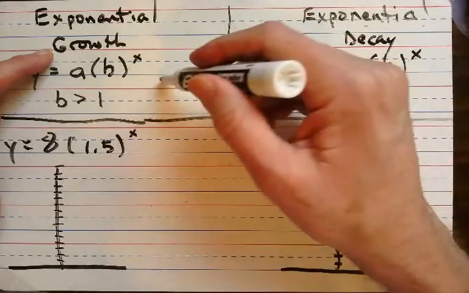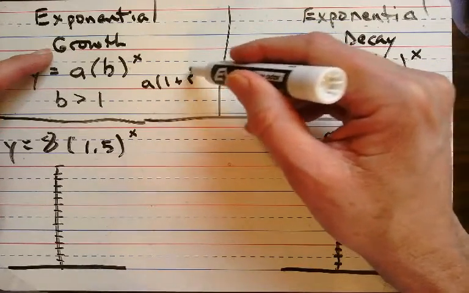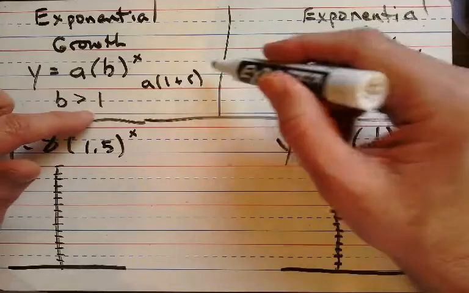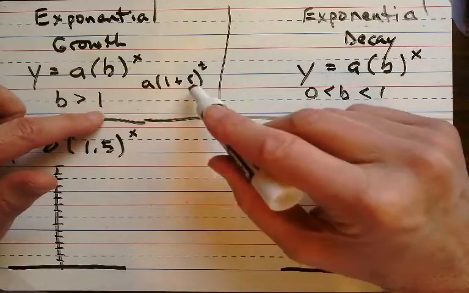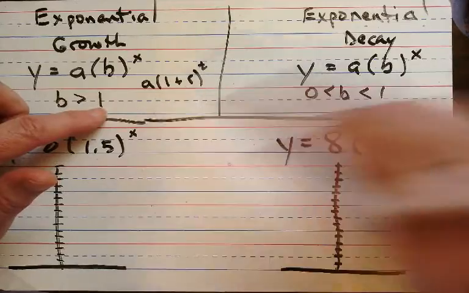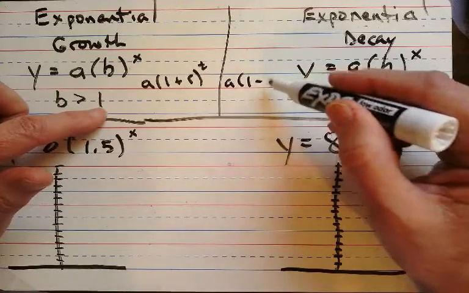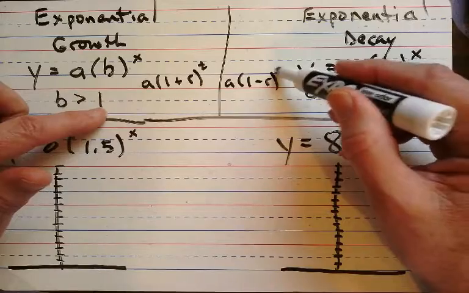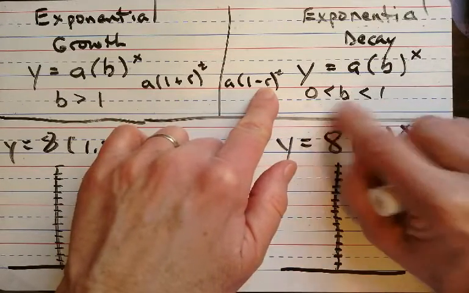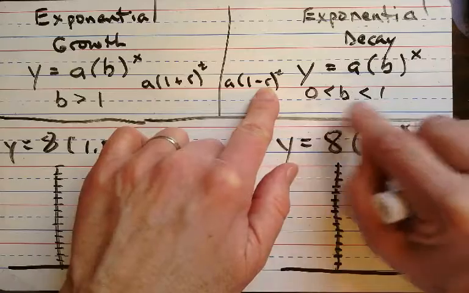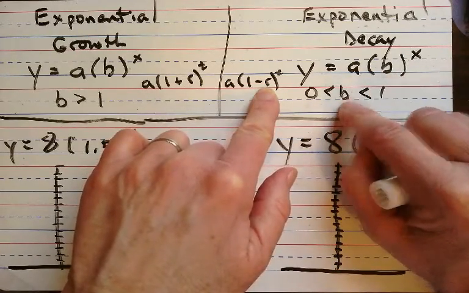So yesterday we had this formula. We had the A, and then we had 1 plus R. See, 1 plus R makes it bigger than 1. If you add something to 1, it's going to be bigger than 1. And yesterday we had this formula for decay, 1 minus R. And then, of course, if you subtract something from 1, it makes it smaller than 1. Right? So if the number inside the parentheses is smaller than 1, it's decay.